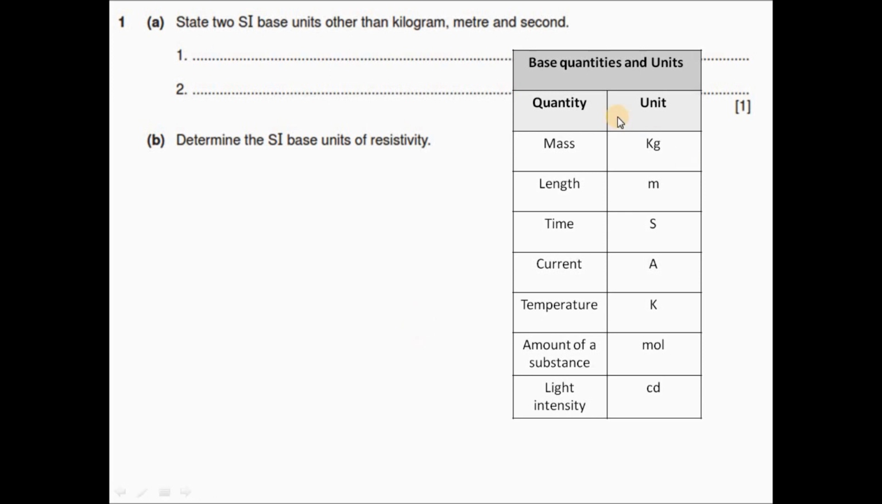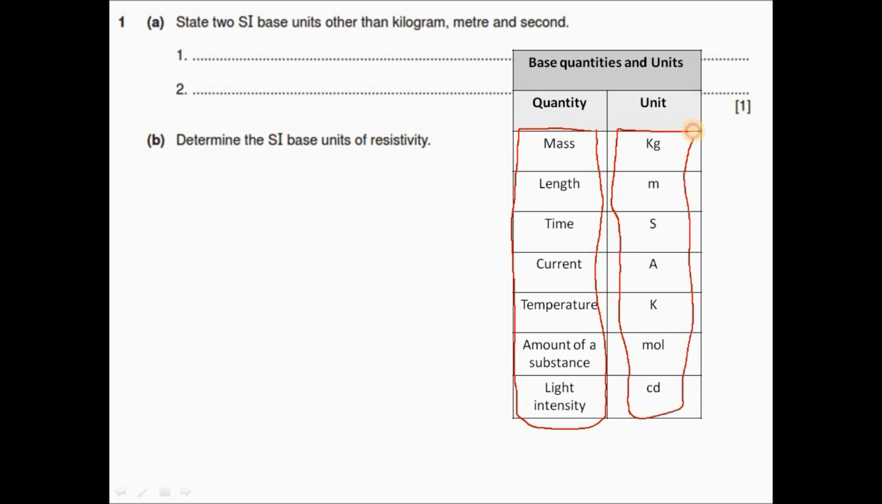So the first column, which is this one, is SI base quantities, and this column is their corresponding SI base units, and they are asking to write any two units other than kilogram, meter and second. So other than kilogram, meter and second, you can write any of these 4. So you can write ampere, Kelvin, mole or candela.